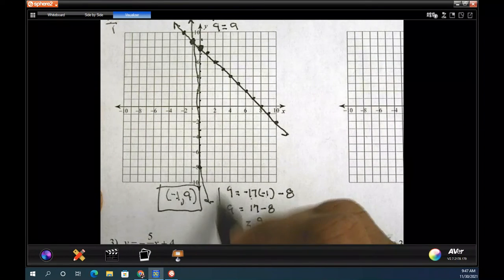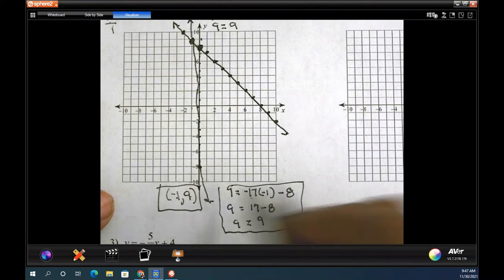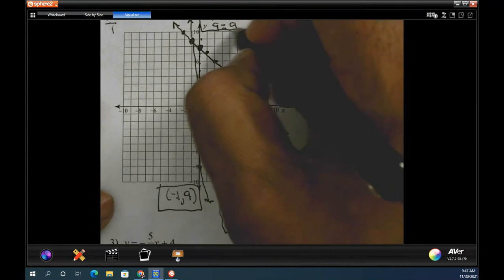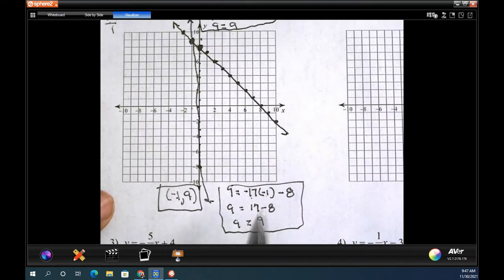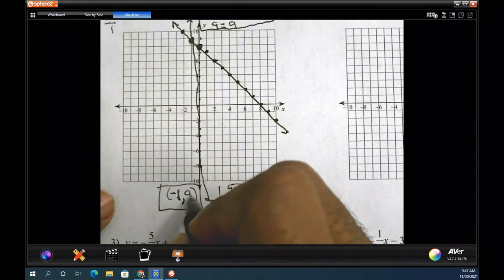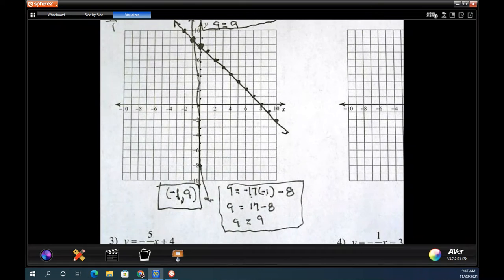The reason I want you to write this down is because you're going to have to justify your answer. You're actually going to have to do it. Because when you substitute in these two numbers, they should equal 9. When you substitute back in -1 and 9, they should work in both equations, no matter what.